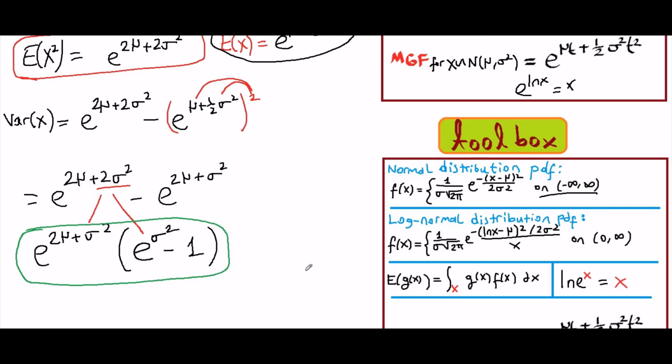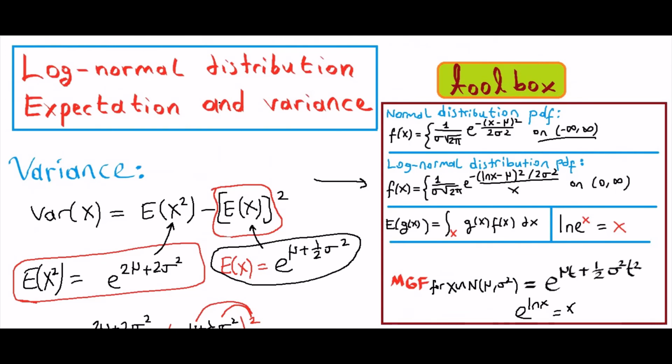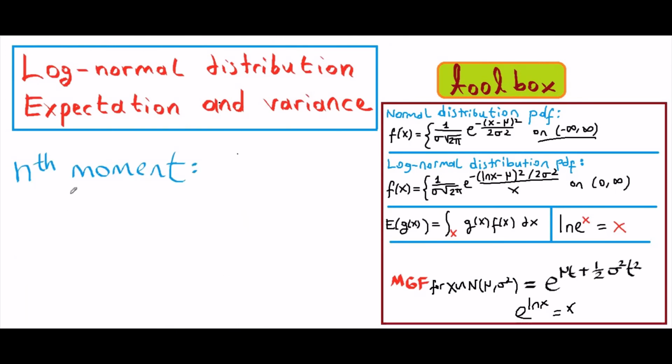Now let's derive the nth moment of log normal distribution. Let's begin with the definition of the nth moment. Nth moment is the expectation of x raised to the n power. And expectation by definition is the integral over the region. In our case, our PDF is 0 to infinity. X to the nth power times the PDF.